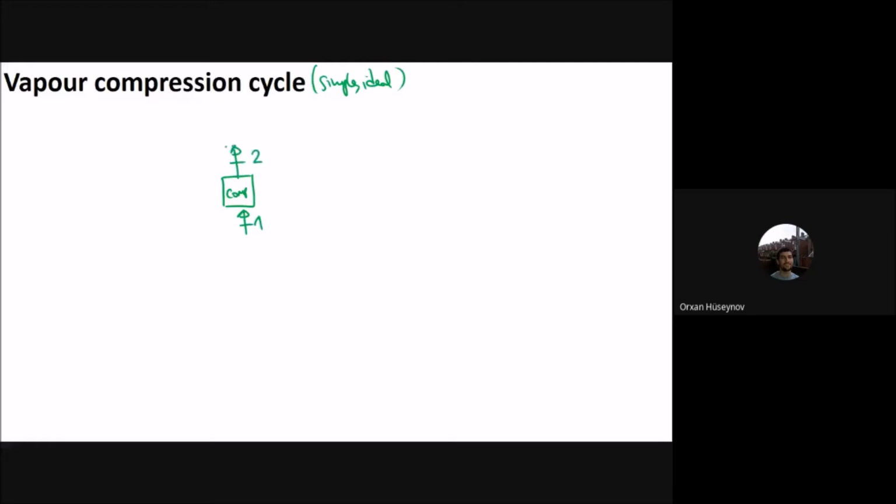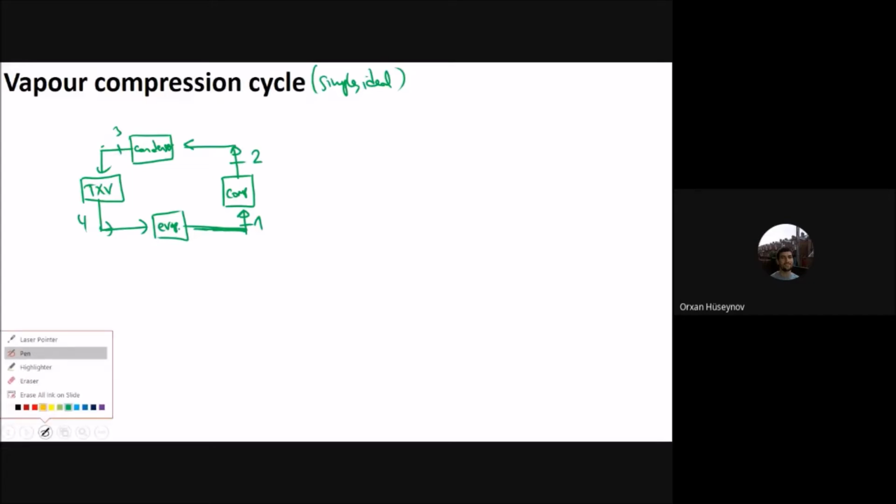The outlet of the compressor is sent to the condenser, and the condenser outlet is state 3. Then you have the thermal expansion valve with outlet state 4. From the thermal expansion valve, you have the evaporator and then back to 1. So these are the main components of the vapor compression cycle, and I will analyze it in simple and ideal form. Okay, let's start with state 1.